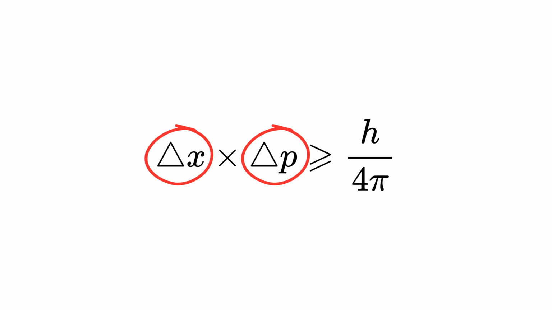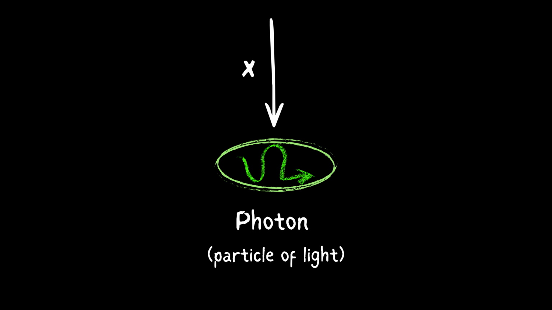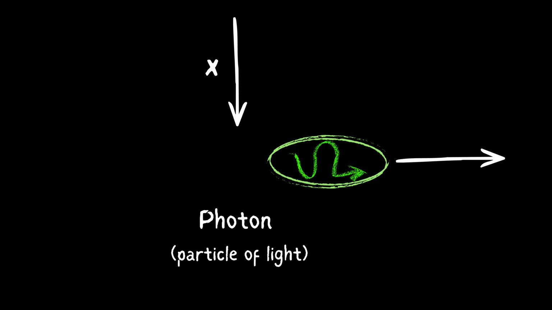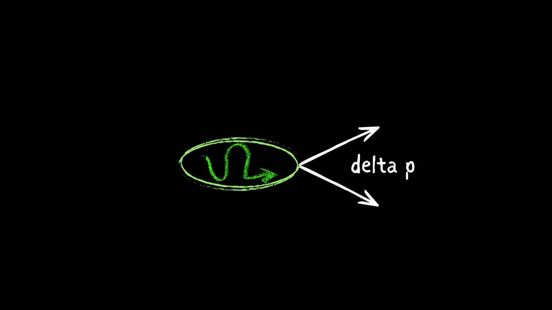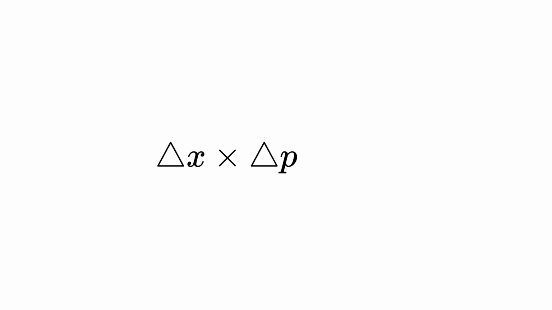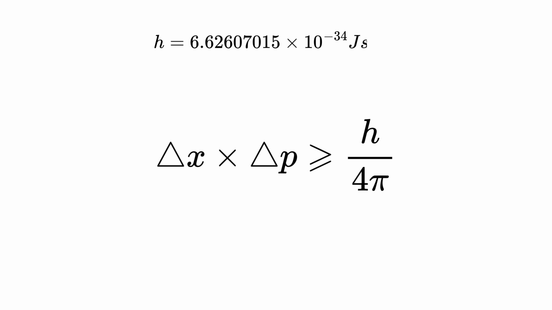To understand why this happens, we have to look at Heisenberg's uncertainty principle. The principle is mathematically written as delta x times delta p is greater than or equal to h on 4 pi. This formula is about the position and momentum of a particle. x is the position of light photons and p is their momentum. Delta x represents our uncertainty in position and delta p is our uncertainty in the momentum. When multiplied together, they must always be greater than or equal to a very small number known as Planck's constant, or h on 4 pi.